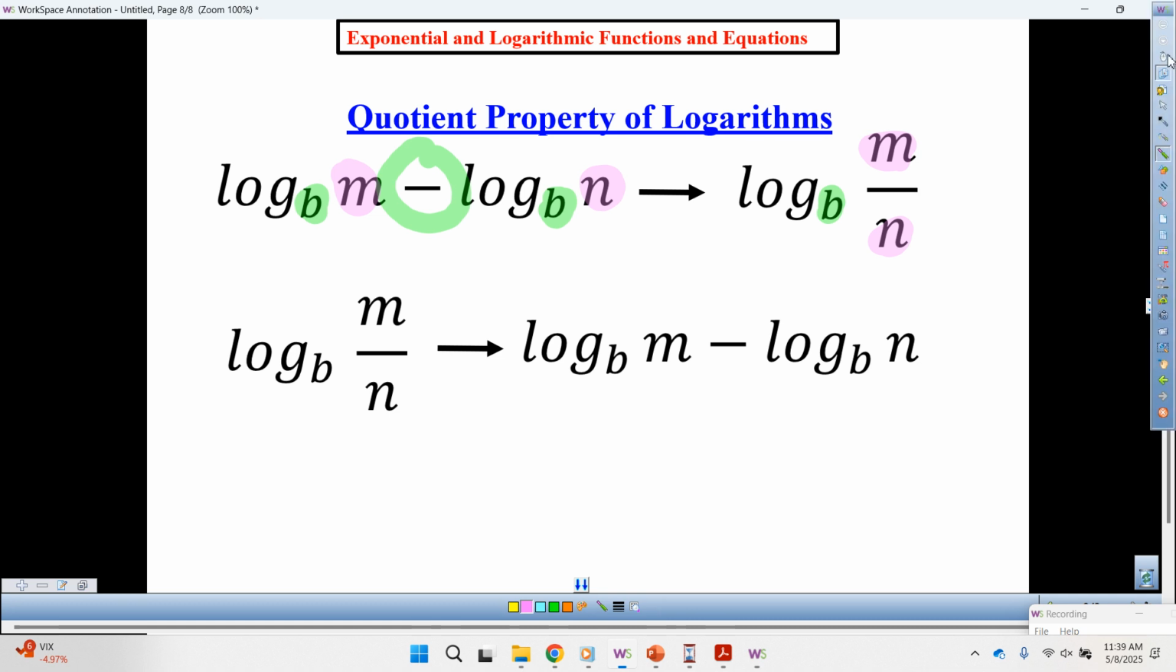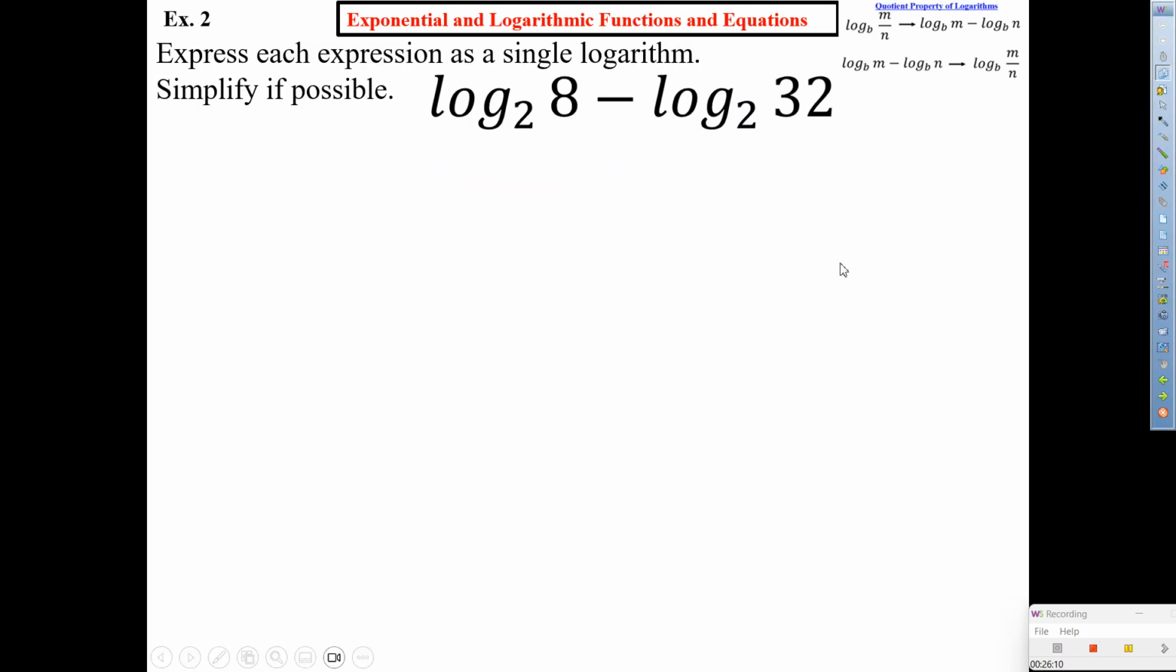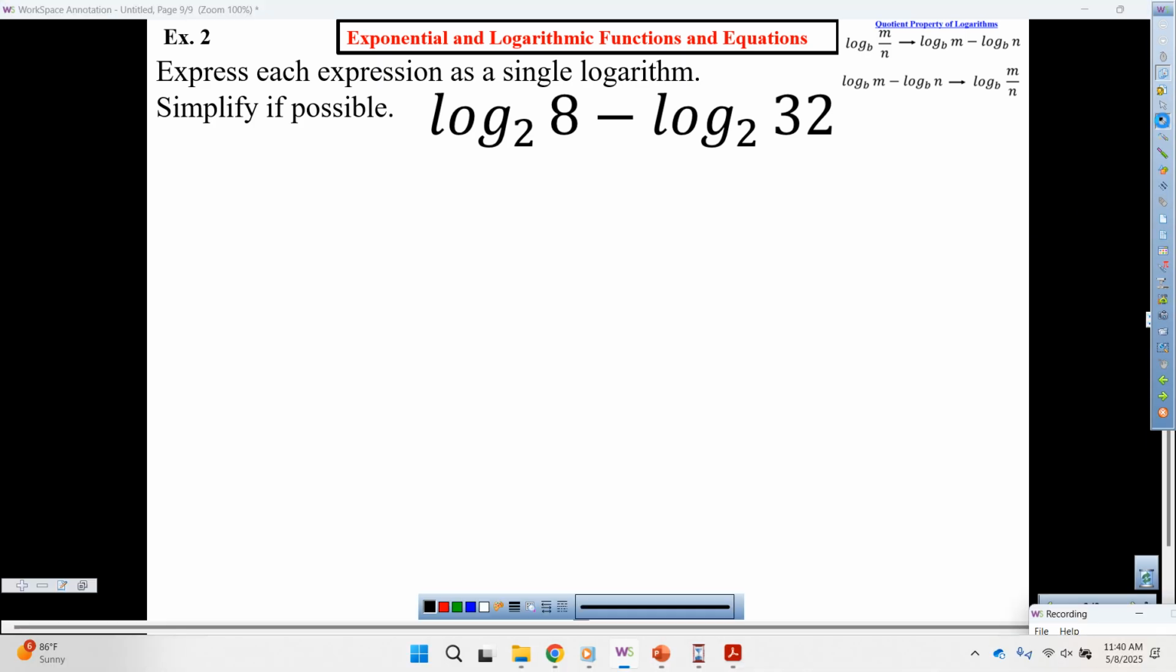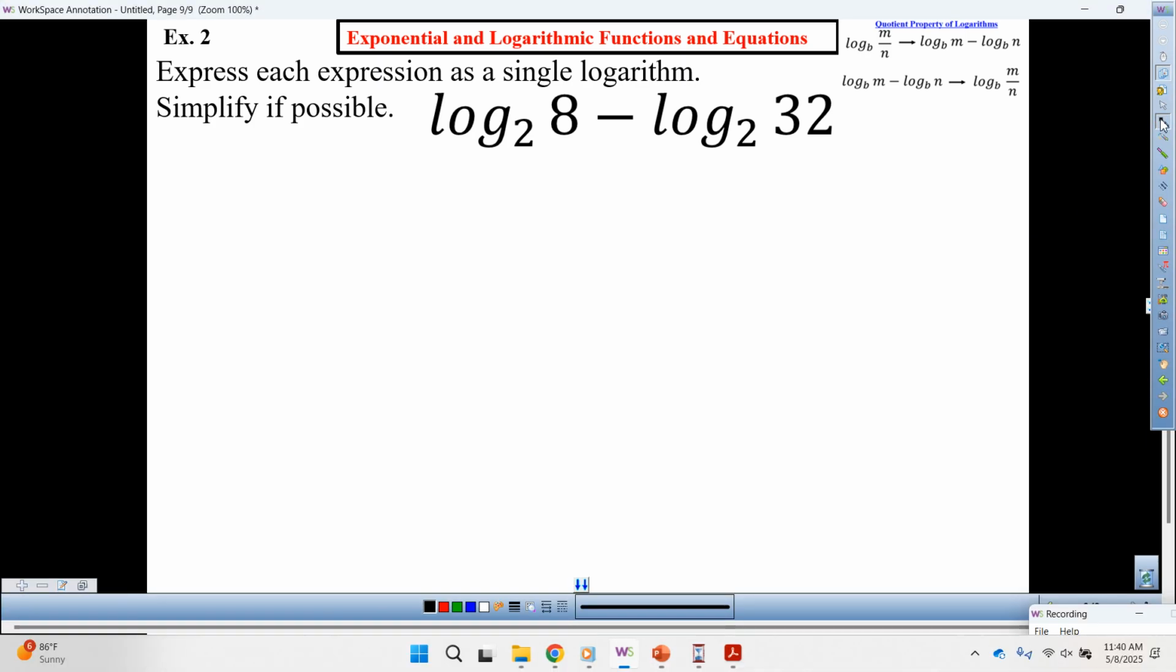All right? Copy this, please. Example 2. Log base 2 of 8 minus log base 2 of 32.